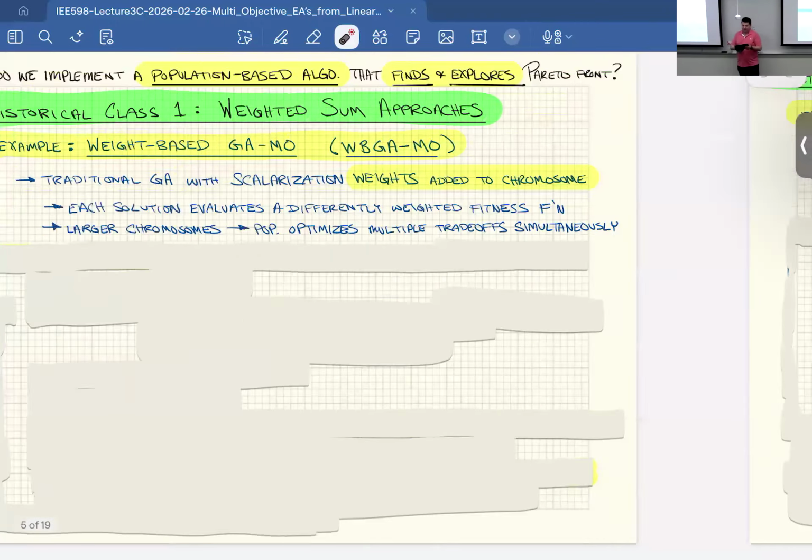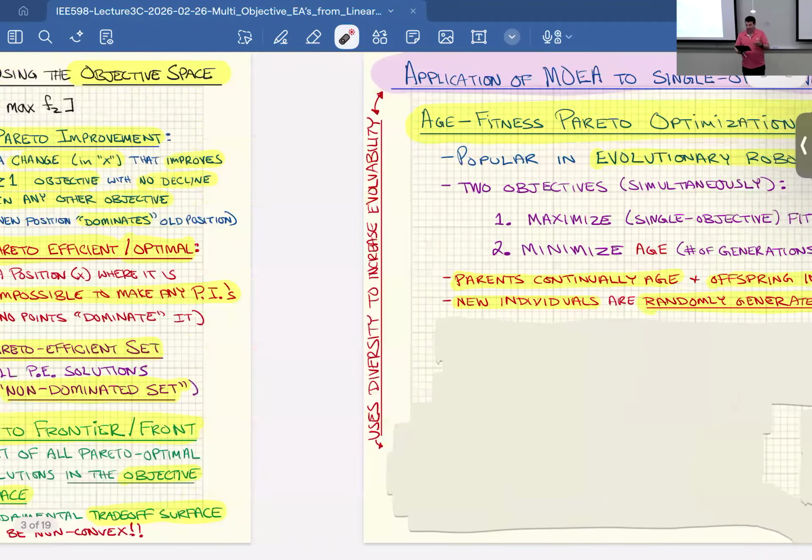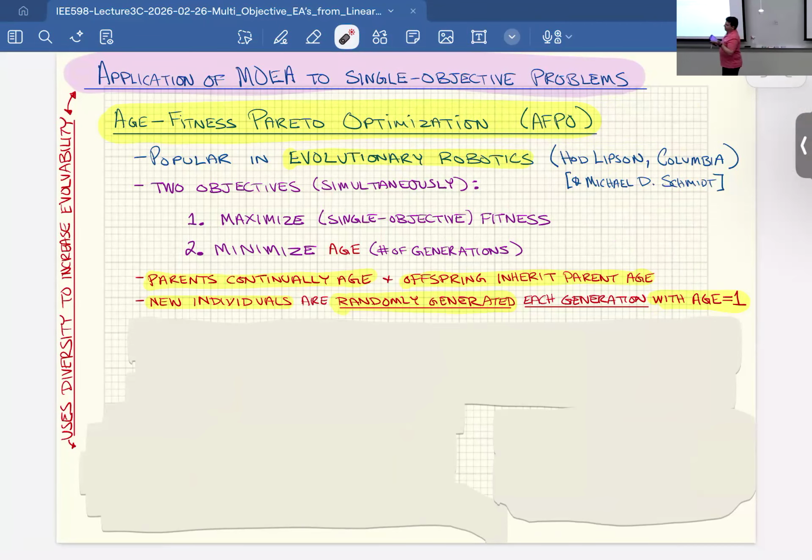All right, so any other questions about this fundamental concept here of Pareto efficiency and Pareto optimality, Pareto frontiers? We're looking to find the frontier. All right, so now what can you do with this?